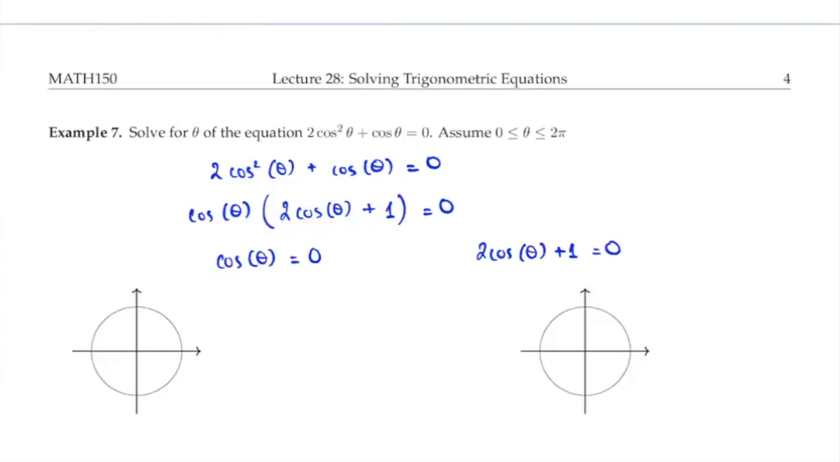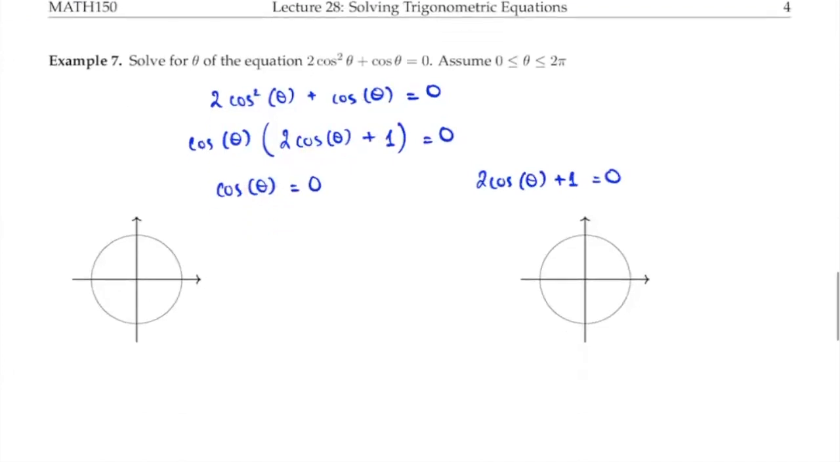You have seen cosine of theta equal to 0 earlier already. So you're looking for the value of theta such that cosine of theta equal to 0. The values are pi over 2 and 3 pi over 2, right? Remember, again, theta is between 0 and 2 pi, with theta strictly less than 2 pi.